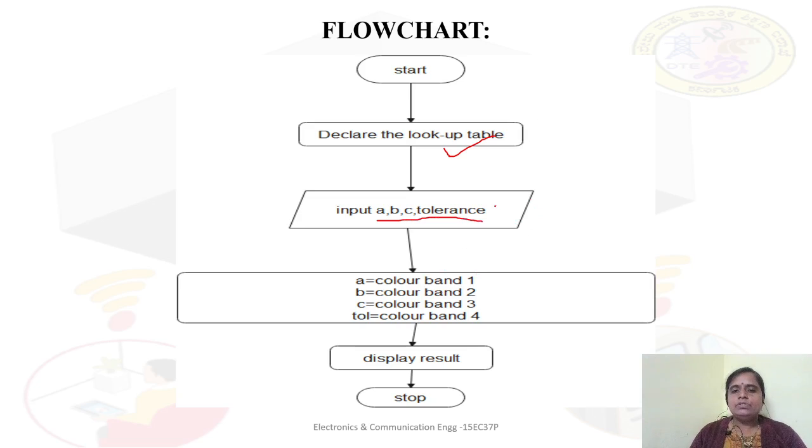These three values will be related to this lookup table, and through that we assign the values. I assign color band 1 to A, color band 2 to B, color band 3 to C, and color band 4 is for the tolerance. And lastly we display the result. So this is a simple flowchart related to the program.